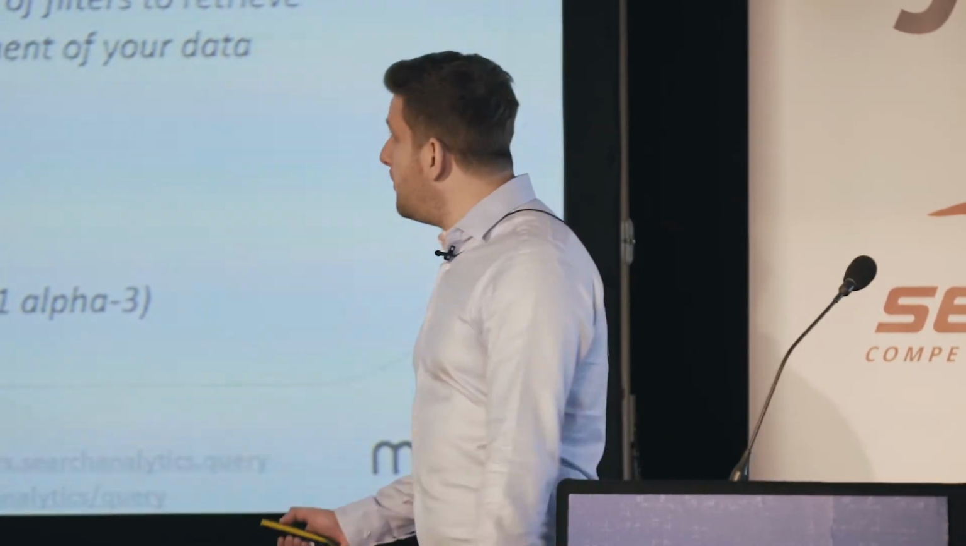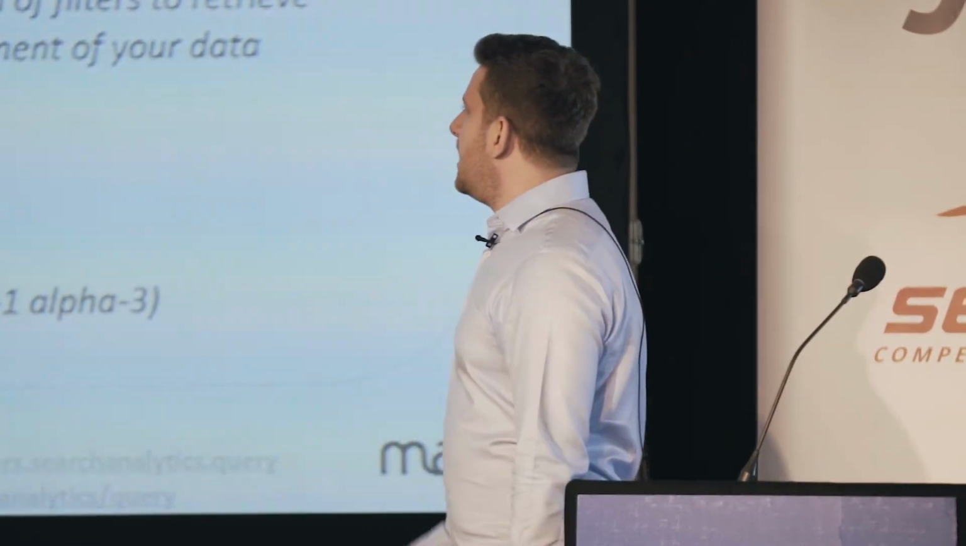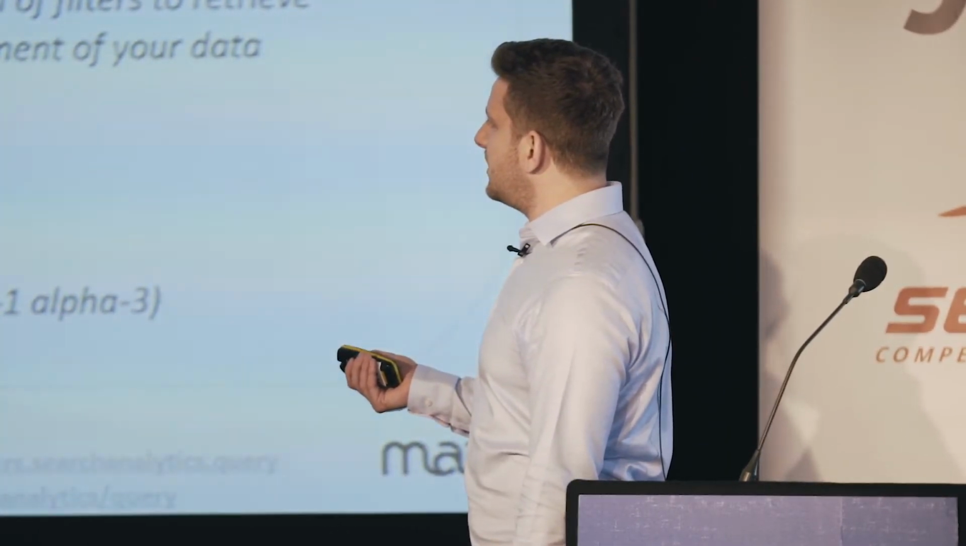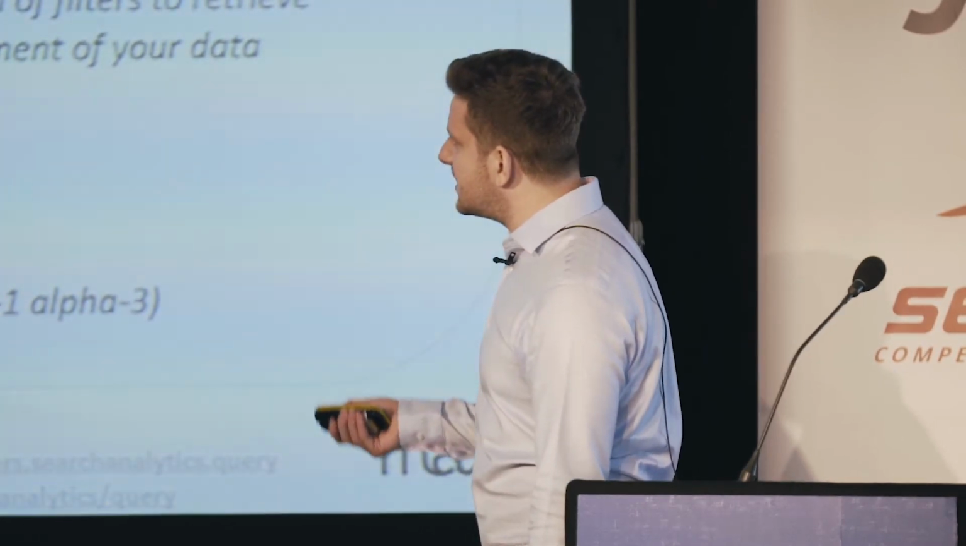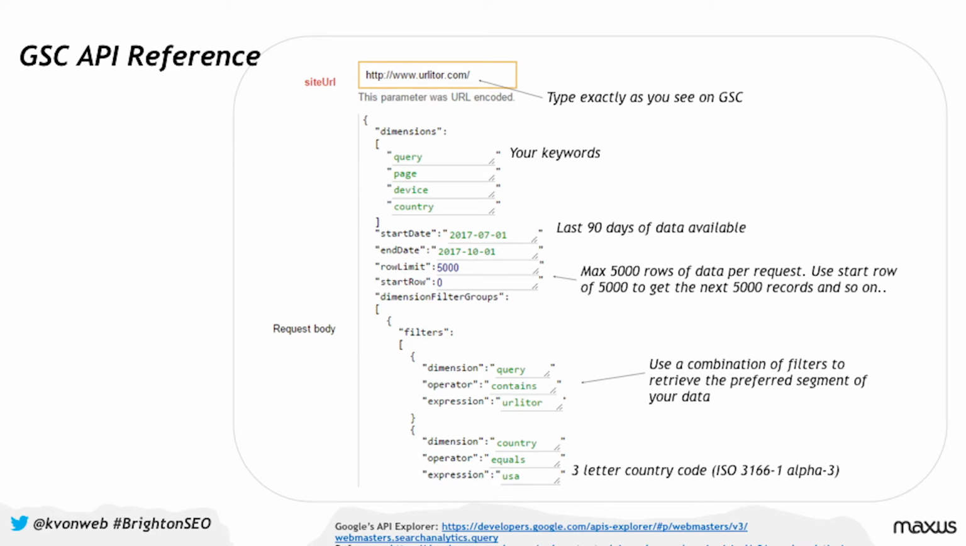The default is 1,000 records, which is the same as the interface, but you can download a max of 5,000 rows of data per request. If you want more data than the 5,000 lines, which is the maximum, you just need to make another request until you get all of your data. The other thing I like is that the API Explorer gives you the option to filter down your data into a specific segment that you want to see. So what I did here, I've requested all of the keywords that contain the word URL editor, which is my brand term, from searches that have performed in the US.